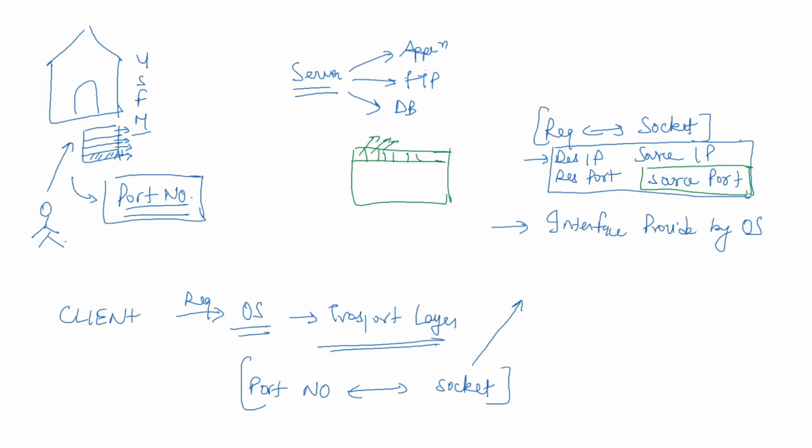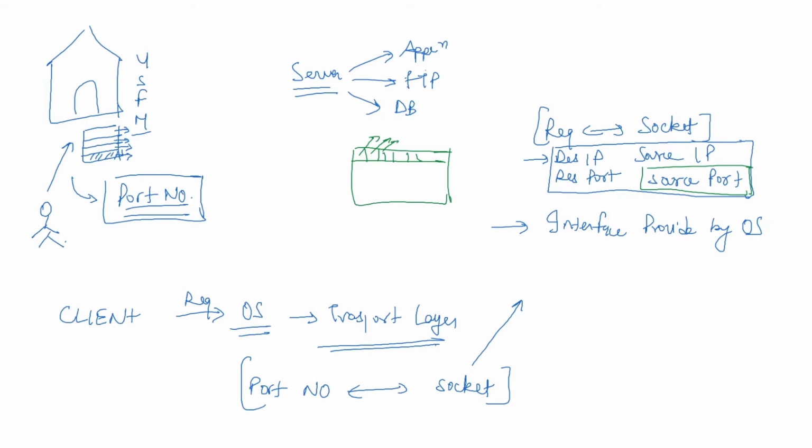This holds even when we are surfing different websites in different tabs of the same browser, right? So that's basically the logic behind having different port numbers, and every particular socket will have a different source port number, right?